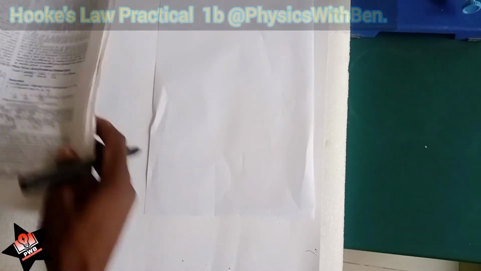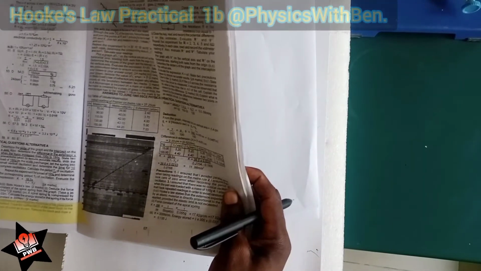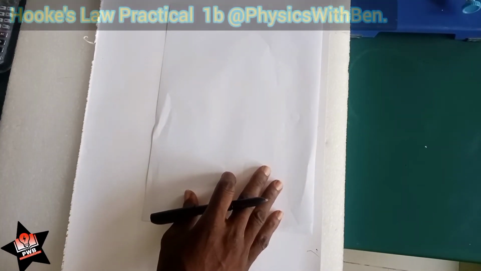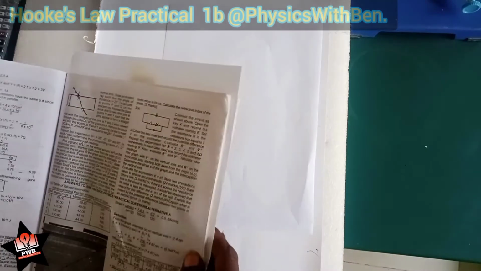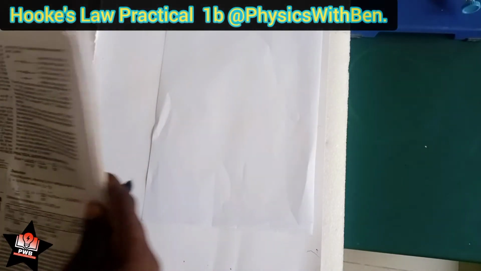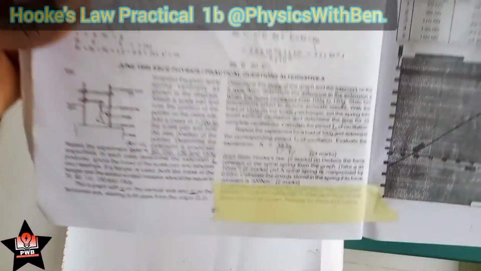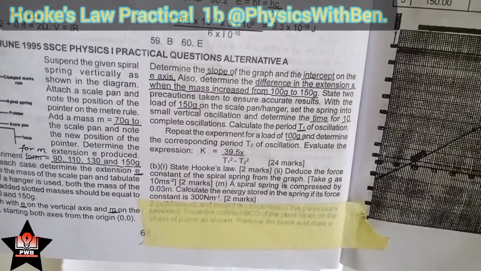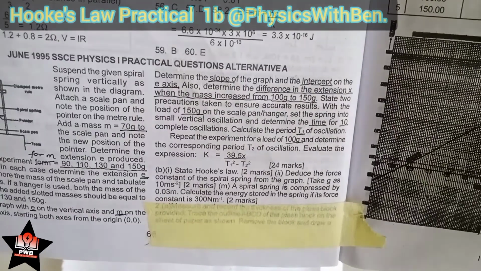The last question the examiners asked us to look at is to calculate. I wanted to make this video very, very short, but it has become too obvious that this video will be long. The graph is becoming longer than the real experiment. This is actually how WAEC questions look like. Watch to the end, I don't skip any part of it. So the last part of this experiment, they asked us to calculate something here. You can see that a spiral spring is compressed by that. Calculate the energy stored in the spring if the force constant is that.